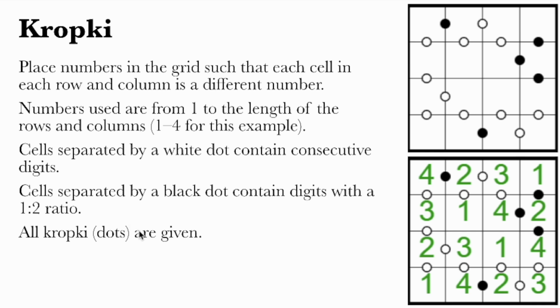All Kropki dots are given. This is the negative constraint in this puzzle, and sometimes you're going to need that to solve puzzles. So since there is no dot in between these two cells here, we know that they are not consecutive, nor are they in a 1 to 2 ratio. So you could not have 2 and 3 in these cells, you could not have 2 and 4 in those cells, you could have 1 and 4 in those cells, or in this example, 1 and 3. Those are the rules of Kropki. Now, let's solve the puzzle.